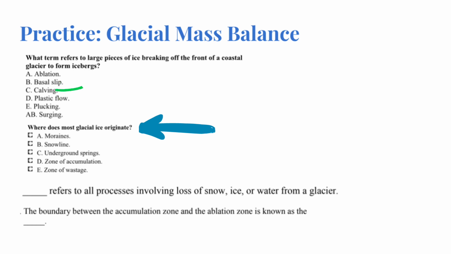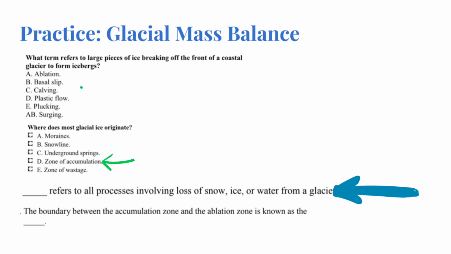C is not correct. D, zone of accumulation, is correct. Because we need the zone of accumulation in order for the snow to be accumulated and perhaps be turned to glacial ice, so therefore D is the right answer, and then E is just not right.